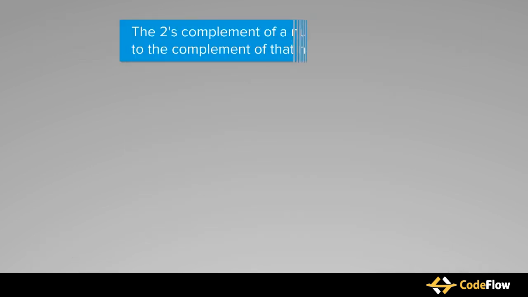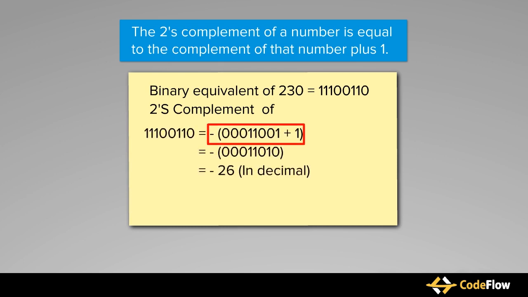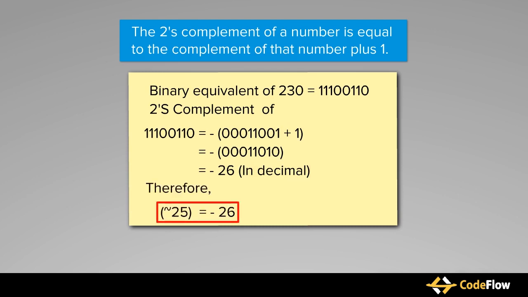2's complements. The 2's complement of a number is equal to the complement of that number plus 1. For example, here the binary equivalent of 230 is 11100110. So its 2's complement would be minus 00011001 plus 1, which is equal to minus 00011010, whose decimal equivalent is minus 26. So in this way, the bitwise complement operation on 25 would give us minus 26.